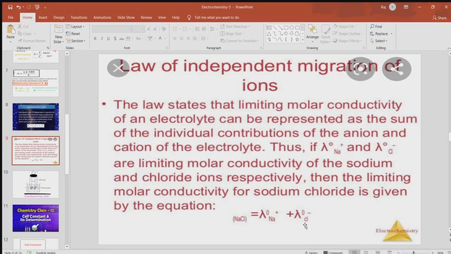Cations and anions contribute to molar conductivity of electrolyte at zero concentration.